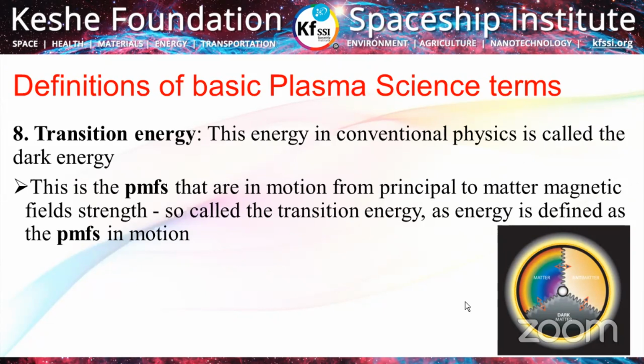I asked earlier, what is energy? Well, how do you describe energy? But this is what I was alluding to. It's defined as the plasmatic magnetic fields in motion. So that's why the term transition is used. Transition energy is the plasmatic magnetic fields that are moving between the principal matter to matter. Principal to matter magnetic fields.